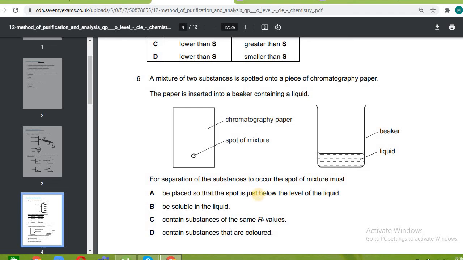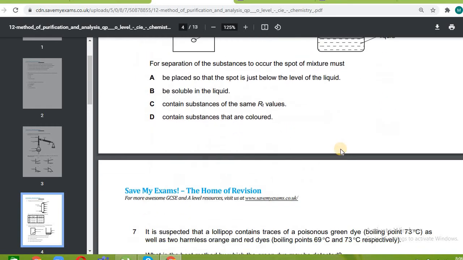So using this information, let me first read the question. For separation of the substance to occur, the spot of the mixture must be, as I have already explained, above the level of the liquid. So of course alpha cannot be the correct answer. The spot should be soluble in the liquid, otherwise it will not travel on the chromatographic paper as the solvent travels. So Bravo is the correct answer for this.